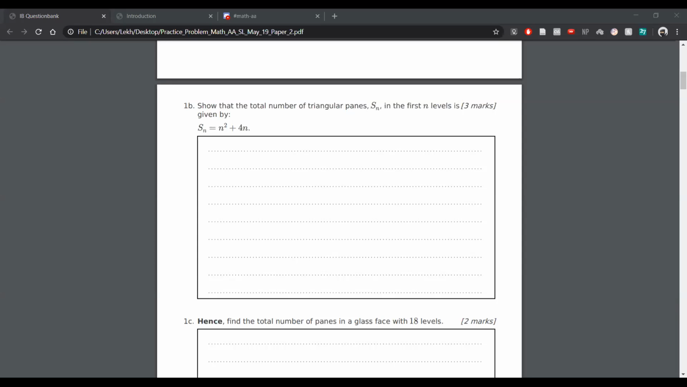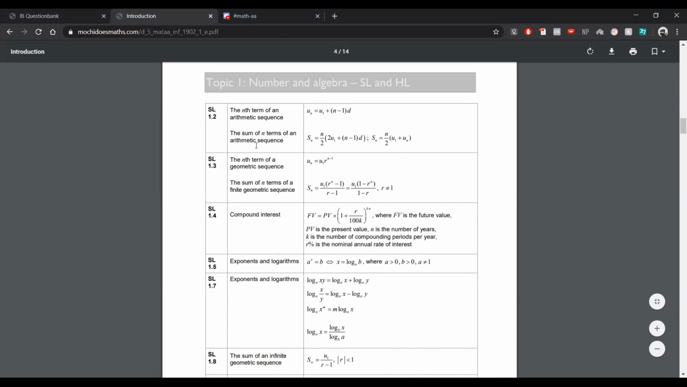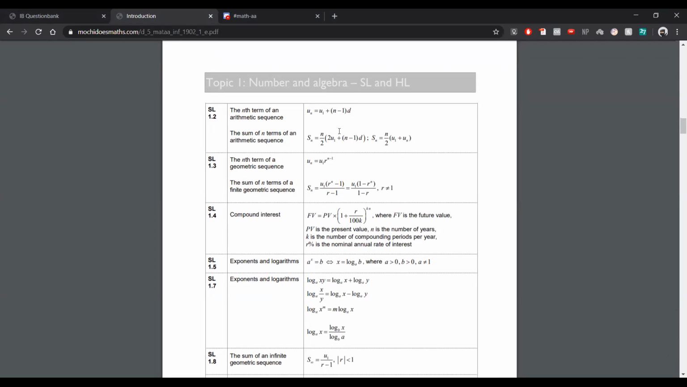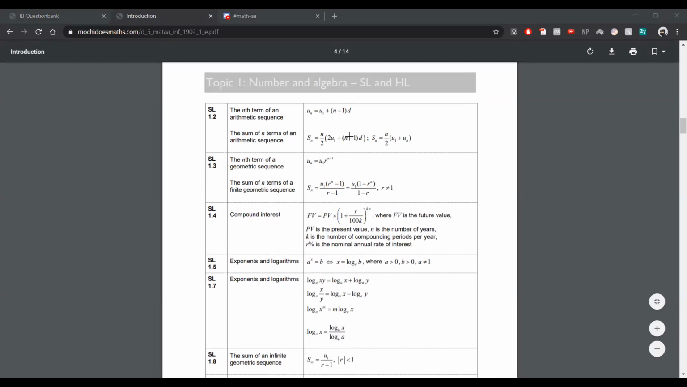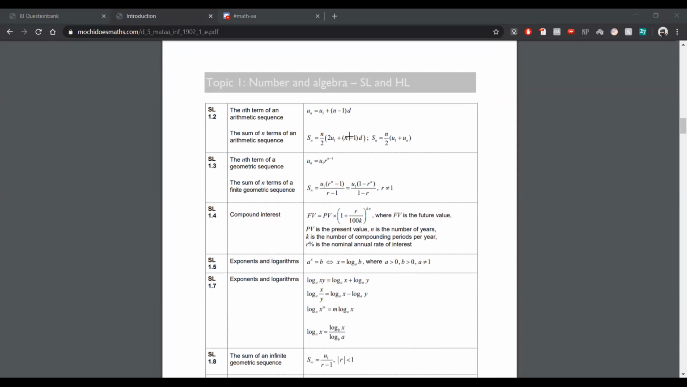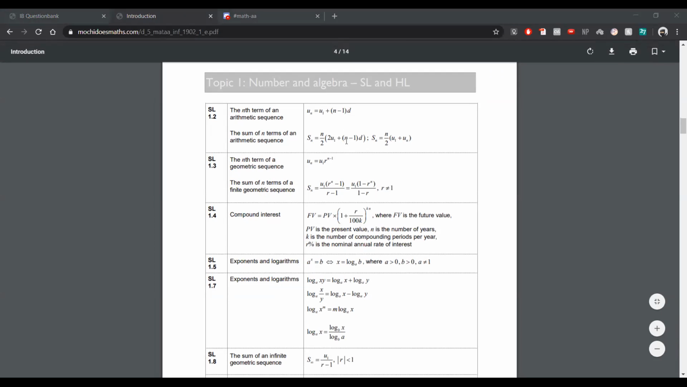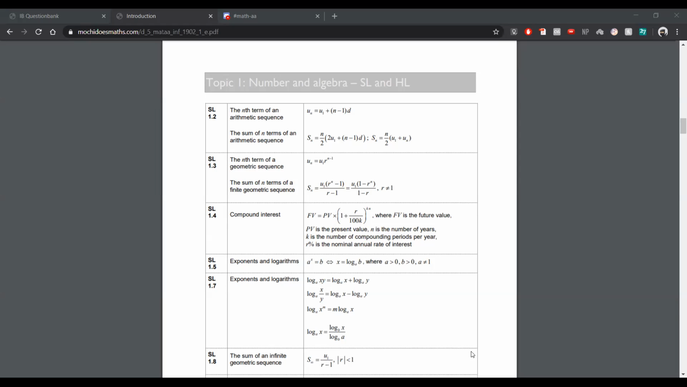Now, go back to your data booklet. Look at the sum of n terms of an arithmetic sequence. We can choose this one, so I'm going to use this formula right over here. You can use either one of the formulas, but eventually you'll get back to this one, and you'll see why. So using this formula for the sum, you would know that Sn is equal to n over 2 times 2u1 plus n minus 1 times d.